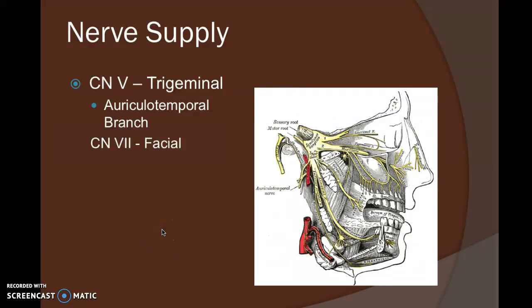The nerve supply to the TM joint is from the trigeminal nerve, and in particular the auriculotemporal branch. And because this also goes to the ear, it's another source of ear symptoms for the patient. So the trigeminal nerve supplies the sensory component for the face as well as the muscles of mastication, and the facial nerve, or cranial nerve 7, is for the muscles of facial expression.